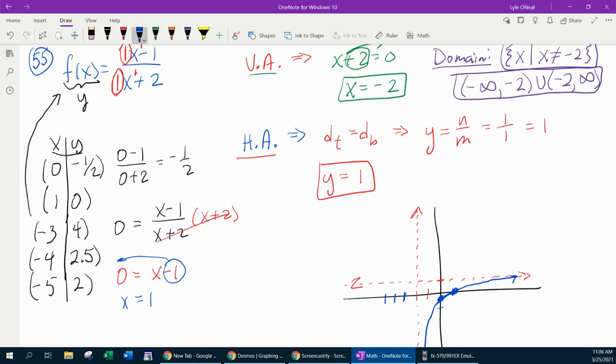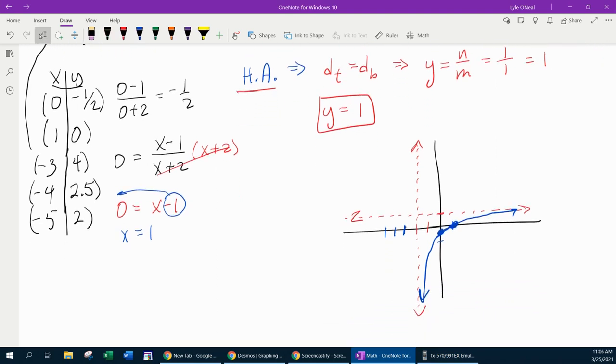And now let's plot those points and see where the graph is. At -3, we're at 4. 1, 2, 3, 4. So about here. At -4, we're at 2.5. So about here. And at -5, we're at 2. So about here. And so you can see with those 3 points that this graph, remember it has to hug the asymptotes, is going to do something like that.